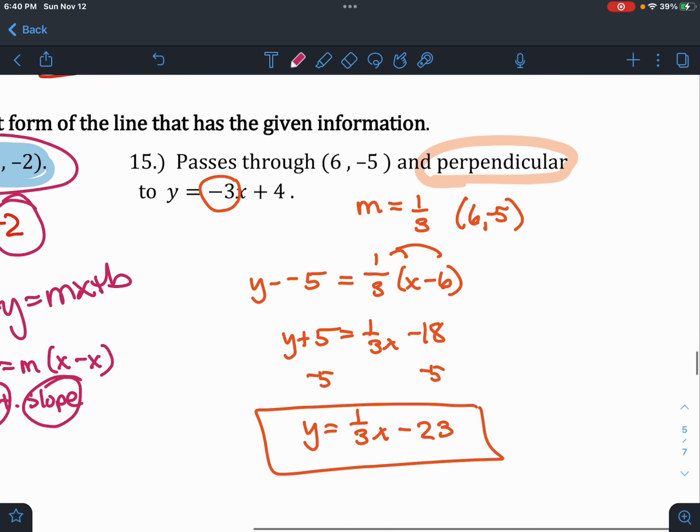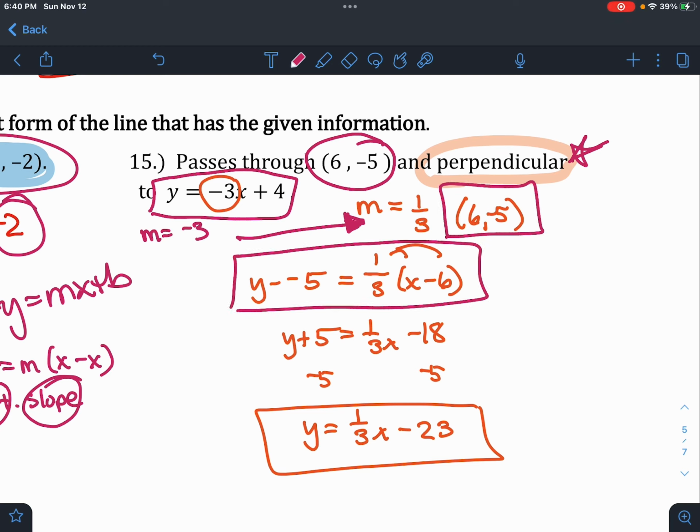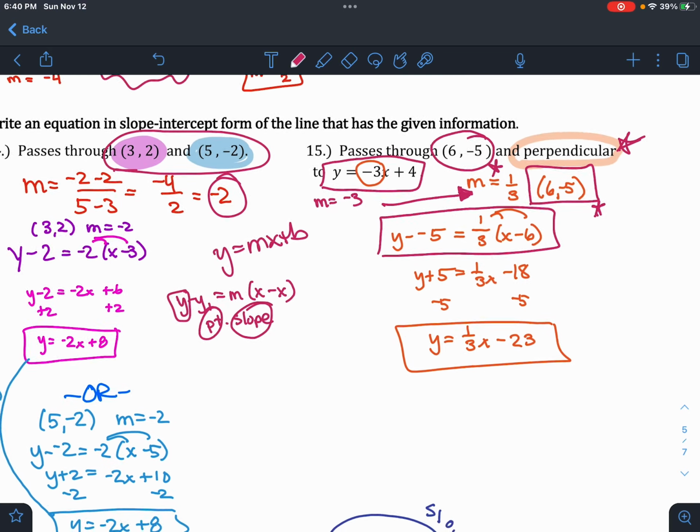Right, 15 asks us to write the equation of the line going through a specific point. That's really crucial. That's perpendicular to this original line. So first I identify the slope of the original line, which is -3, and then I do the opposite reciprocal, which makes it +1/3, and I have the slope. I put it into my point slope form, because if I have a point and a slope, I use the point slope form and solve for y, getting y equals 1/3 x minus 23.